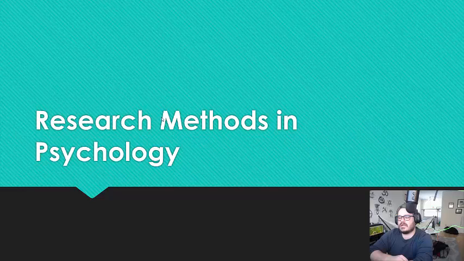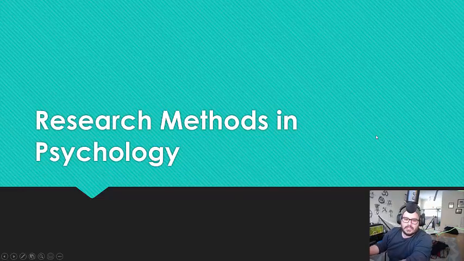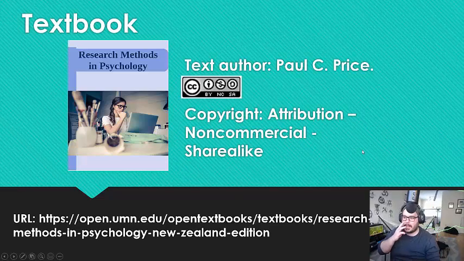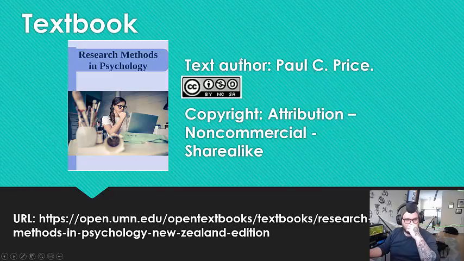And we're going to be covering a couple of those topics today inside of this course. So let's begin. First off, research methods in psychology. The first thing I want you guys to do is actually go in and download this textbook. It's Research Methods in Psychology. The text author is Paul C. Price. Now, this course is being created under the Creative Commons copyright of attribution, non-commercial, share-alike, which means that it is being modified in a way that allows us to recreate this content for a free course.